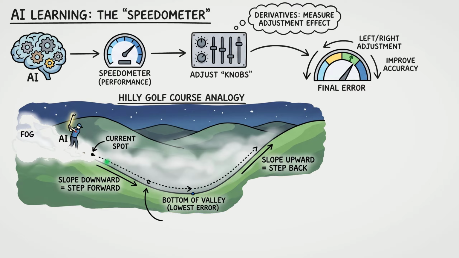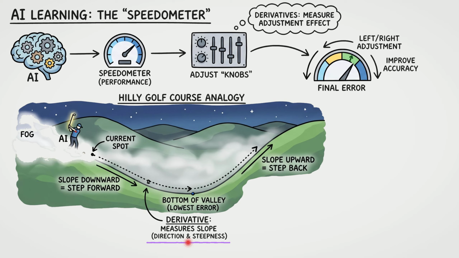If you feel the ground sloping downward, you take a step forward. If, on the other hand, the ground begins to slope upward, you realize you have gone too far and must step back. The measurement of that slope where you are standing, that is exactly what a derivative is. It tells the AI both the direction and the steepness of the hill it is currently on.